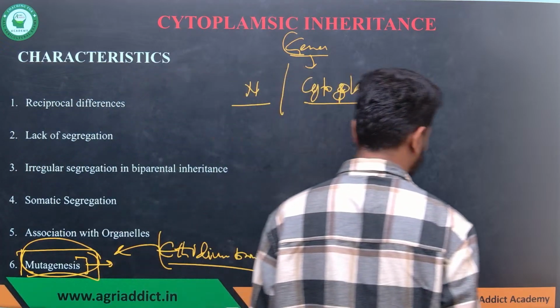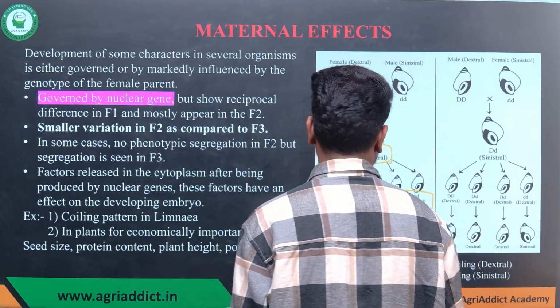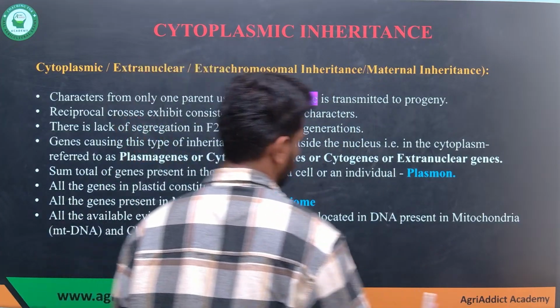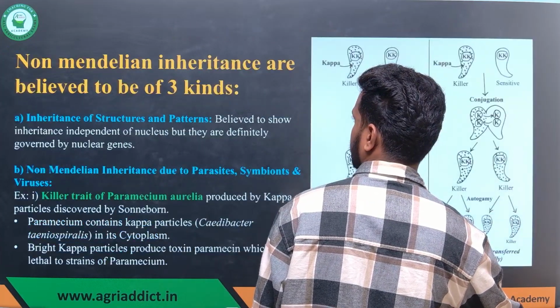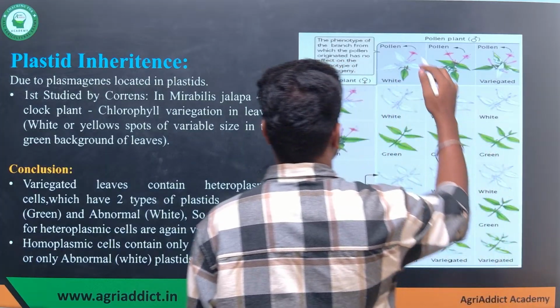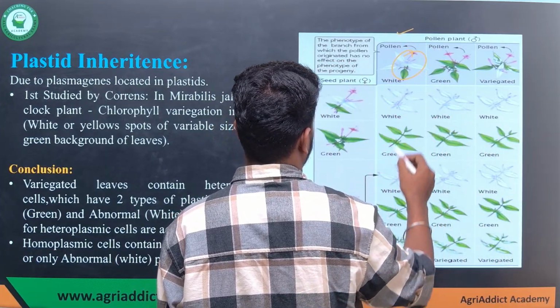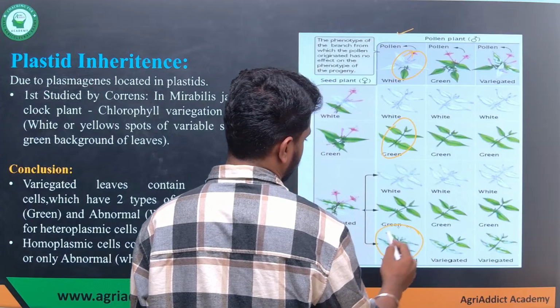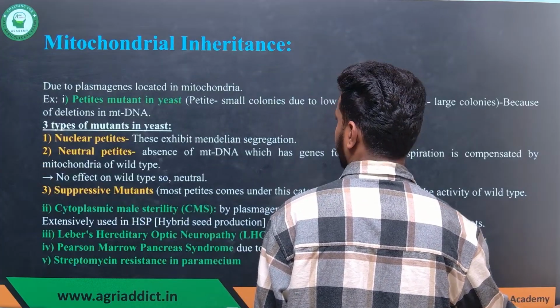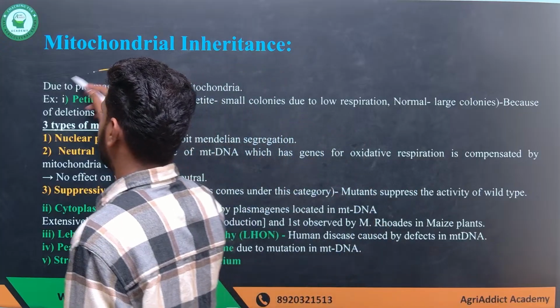So these are some very important characteristics that you have to remember. Okay, next, cytoplasmic inheritance, this is done. History, everything, you just have to study on your own. Nothing much to discuss. And I told you about variegation, the white part and the green part, where on the green background you can see the white patches. Apart from this, I told you about the petite mutants in yeast.